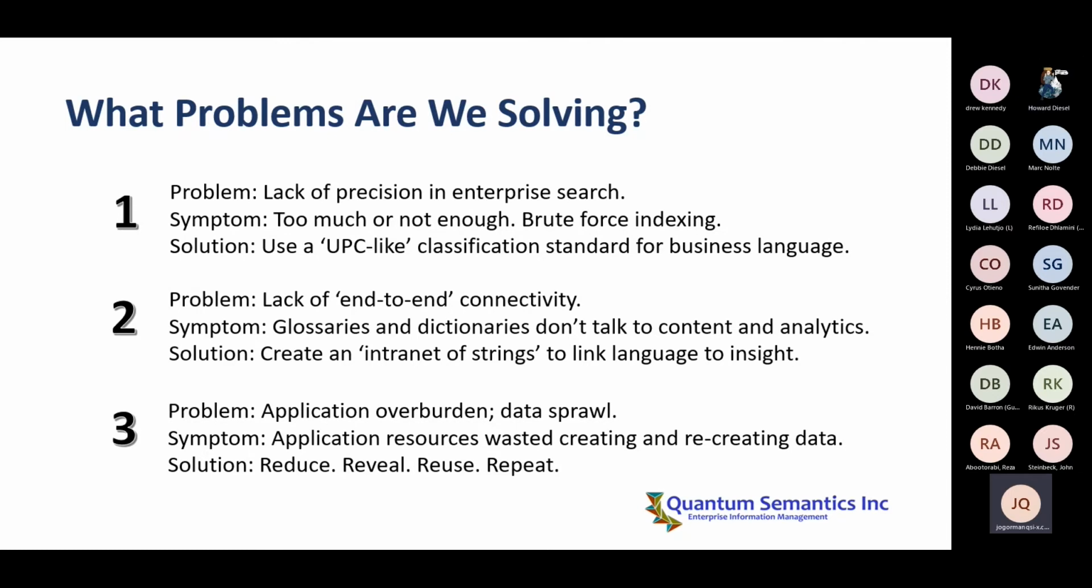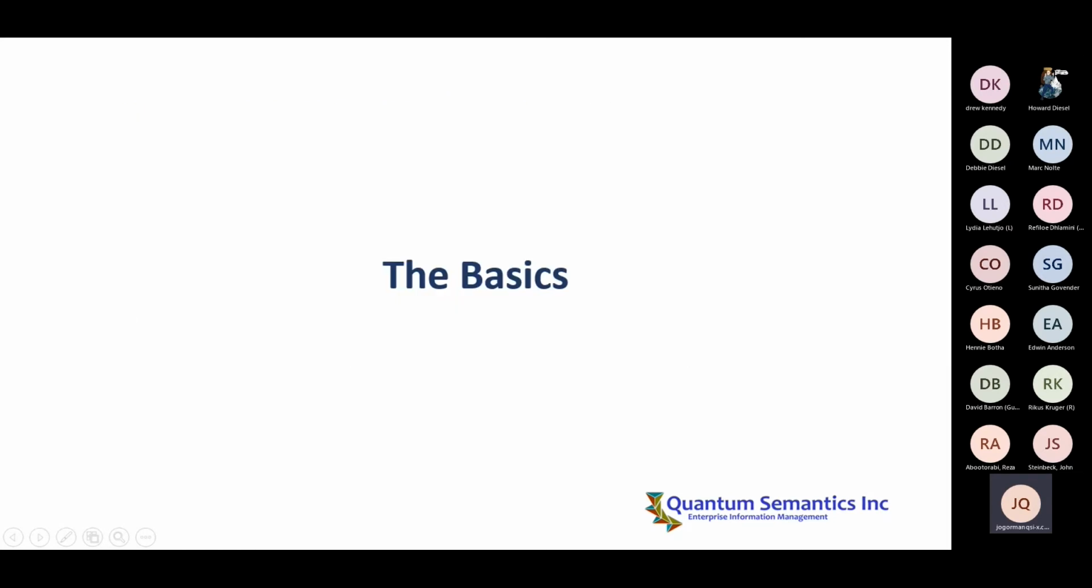Reuse contributes to the reduction part, but reuse basically says if I'm going to use resources to create something, I should reuse them as much as possible. It's kind of been the holy grail of, for example, technical writing, topic reuse, and then repeat. So that's the solution that we're proposing for application overburden.